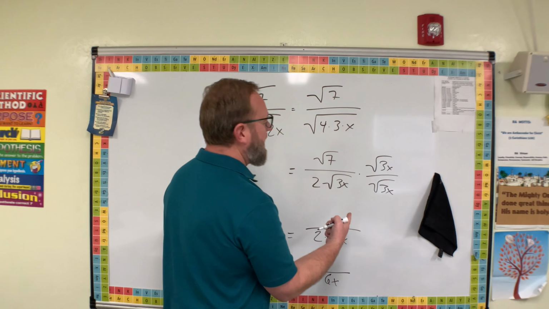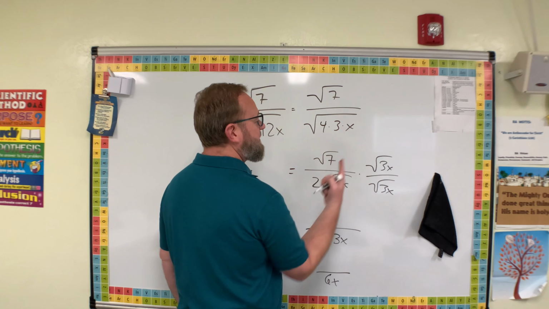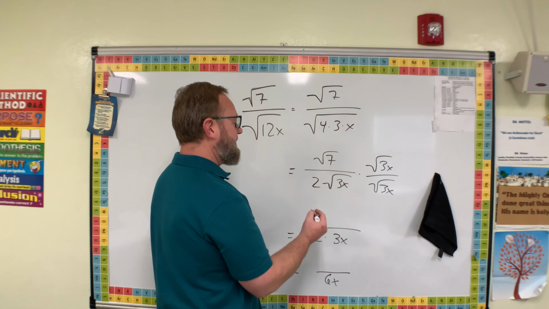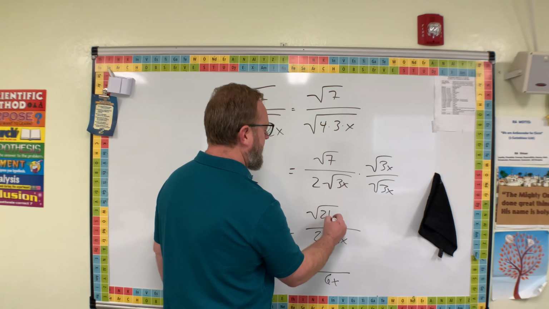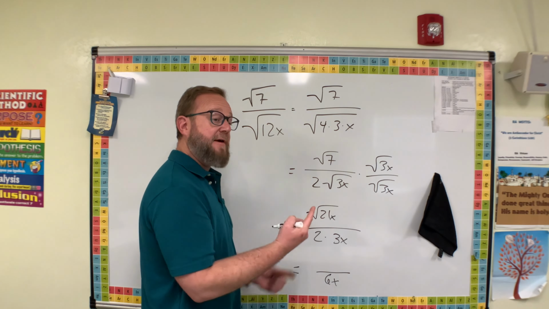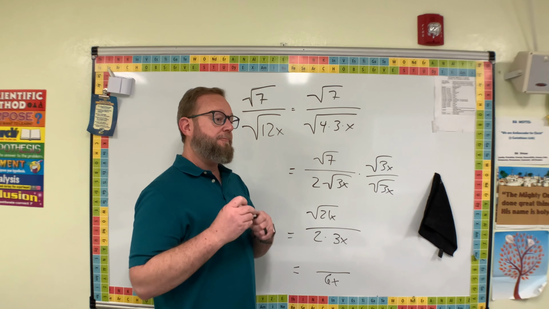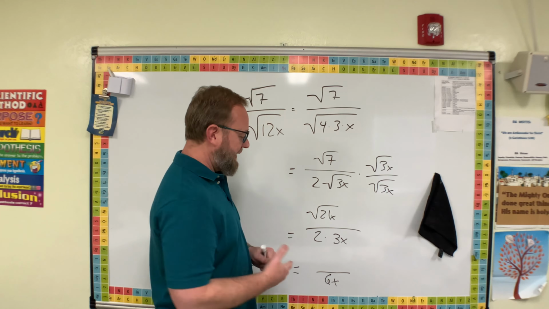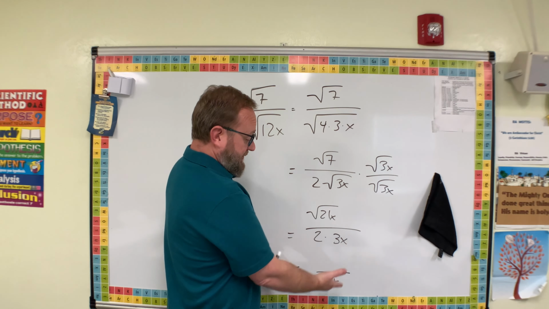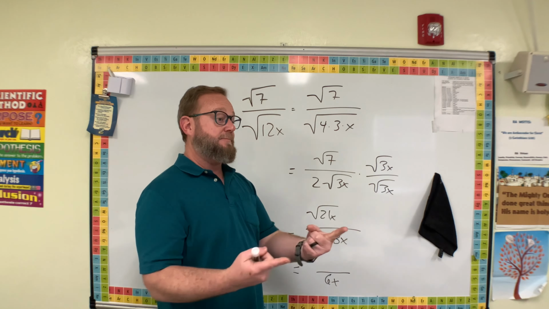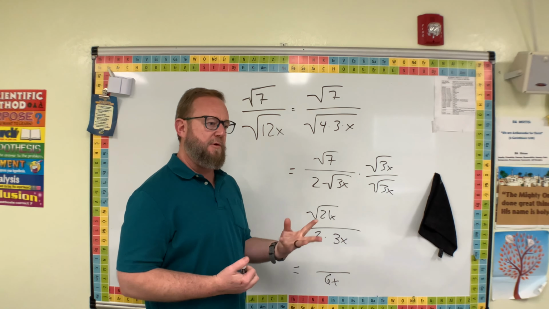Now, back to the top. I have square root of 7 times square root of 3x, which is square root of 21x. Does that now give me any factors that are square rootable? Well, that could be our answer, square root of 21x over 6x, but can you do anything with 21? What are its factors?